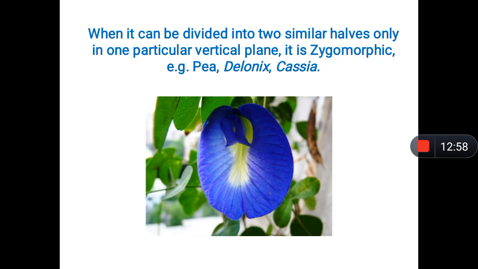So let's see. Here only one line can pass through the center and divide it into two halves. Only one line, not like the dhatura flower. So this flower is called a zygomorphic flower. So flowers are divided into two types: zygomorphic and actinomorphic. In actinomorphic, many lines can divide the flower into two equal halves, whereas in zygomorphic only one line can divide it into two equal halves. So this is the information about zygomorphic and actinomorphic flowers.